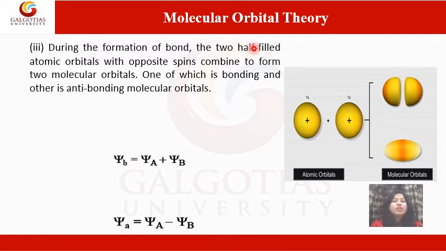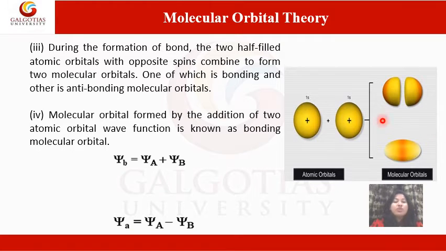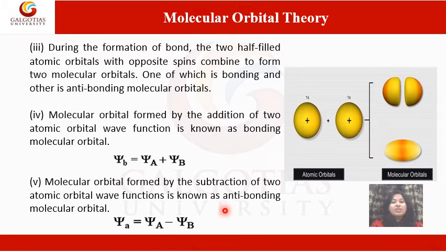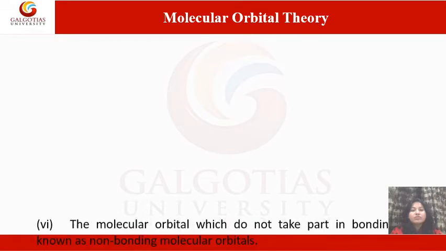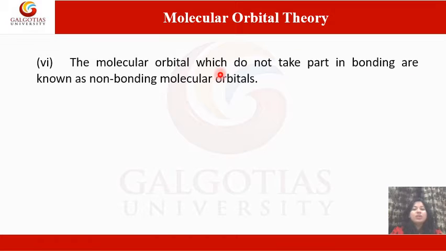During the formation of bond, the two half-filled orbitals with opposite spins combine to form two molecular orbitals, one of which is bonding and the other is anti-bonding molecular orbital. Molecular orbitals formed by the addition of the two atomic orbital wave functions are known as bonding molecular orbitals. Molecular orbitals formed by the subtraction of the two atomic orbital wave functions are known as anti-bonding molecular orbitals. The molecular orbitals which do not take part in the bonding are known as non-bonding molecular orbitals.